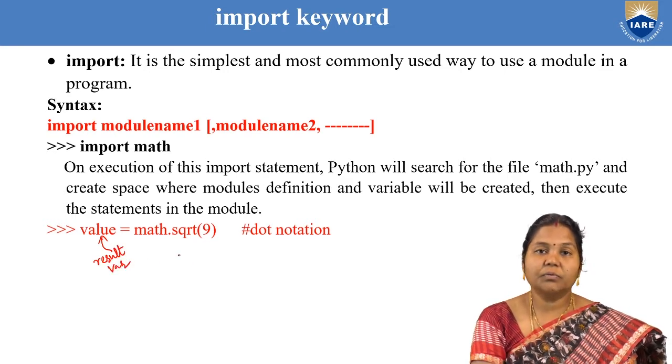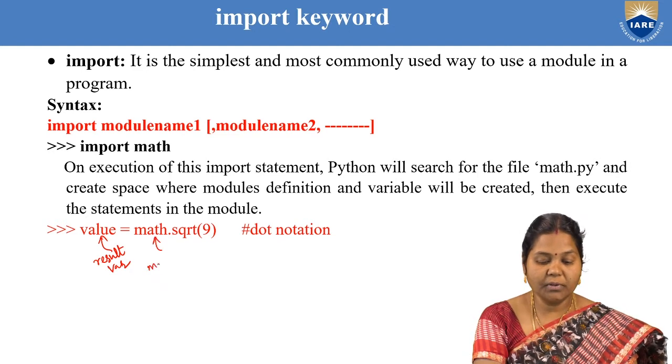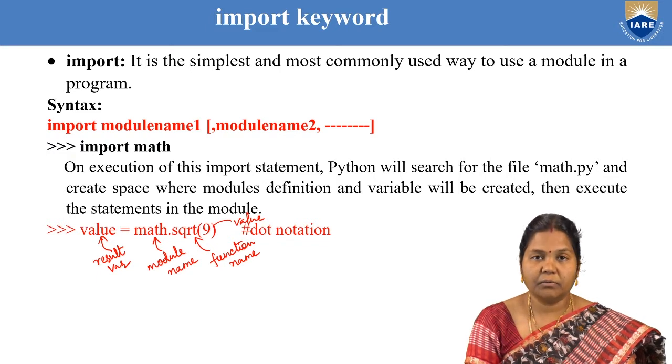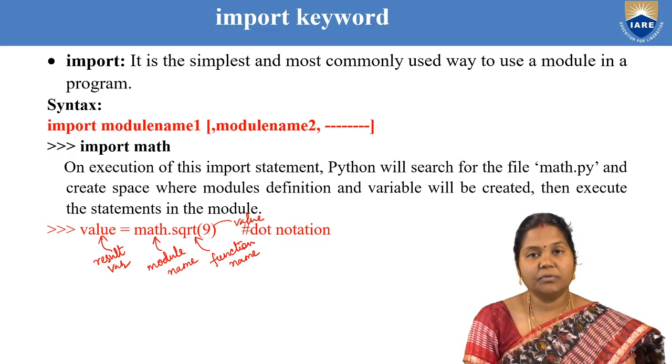So is equal to, we can write down, this is the module name math, dot, this is the function name. So math dot square root of 9, and 9 is nothing but the value whose square root we want to find out. So you can simply write value is equal to math dot sqrt.